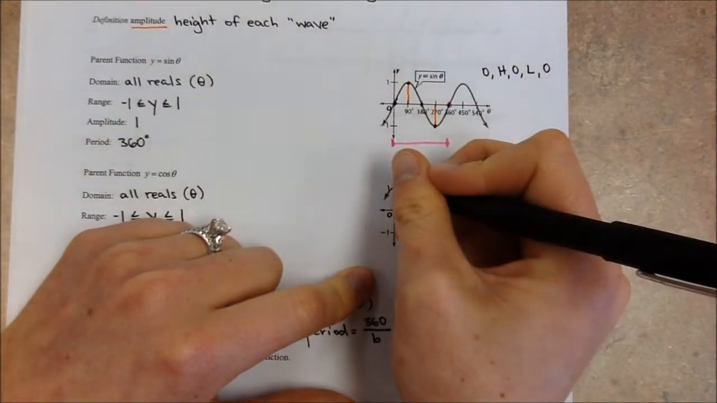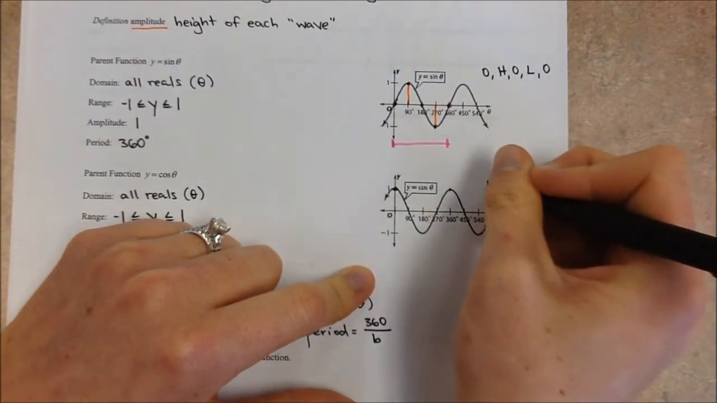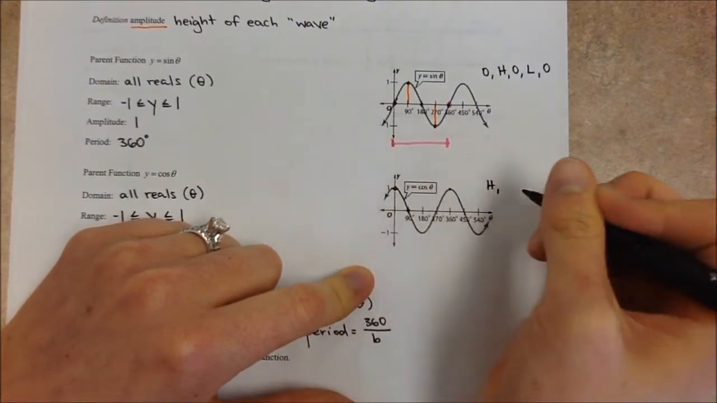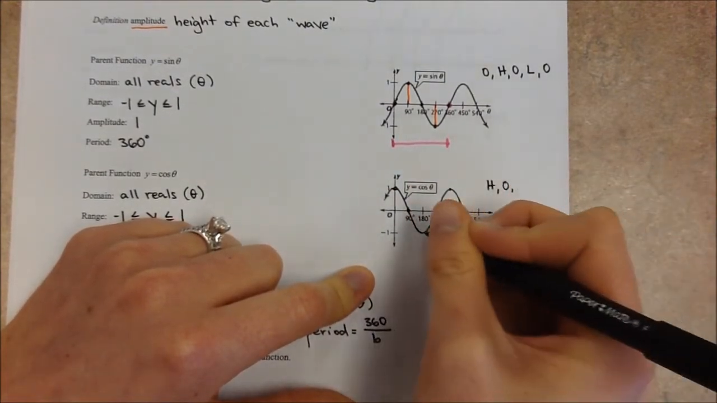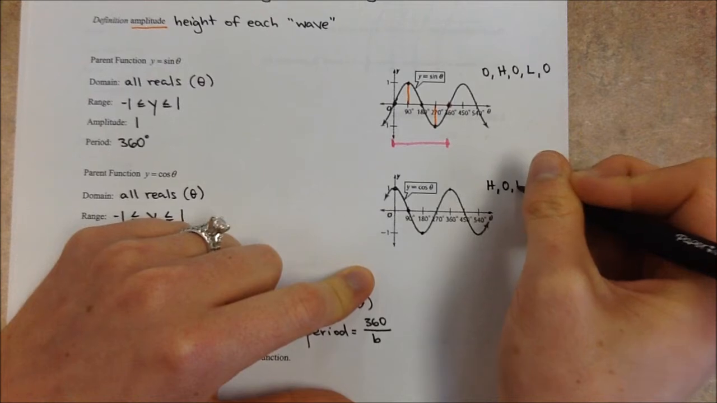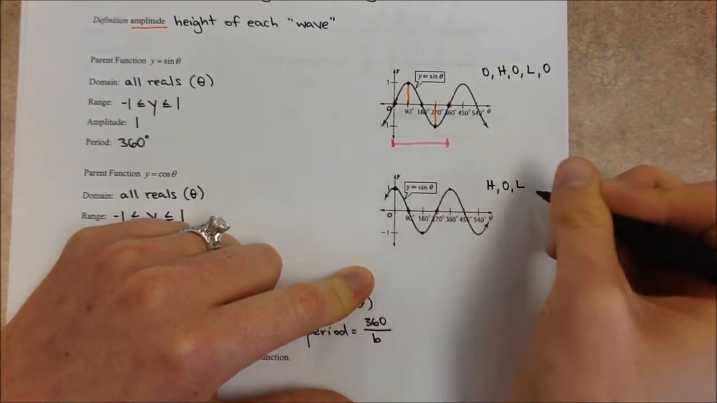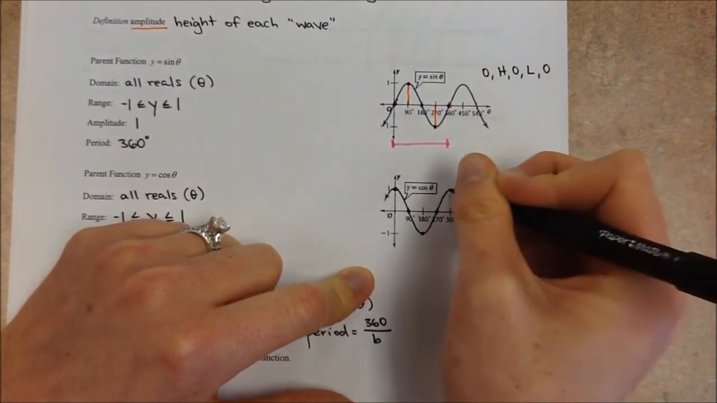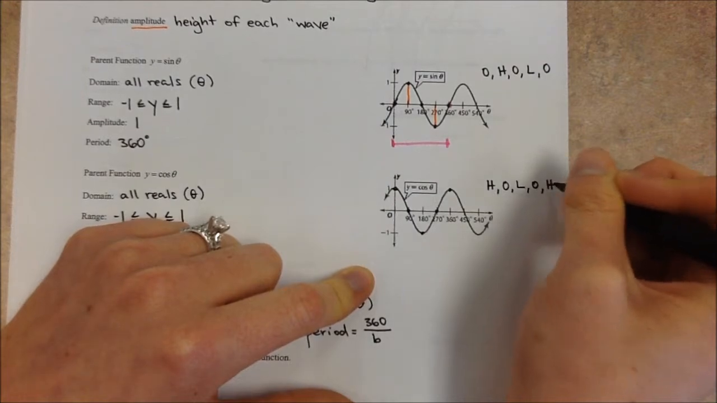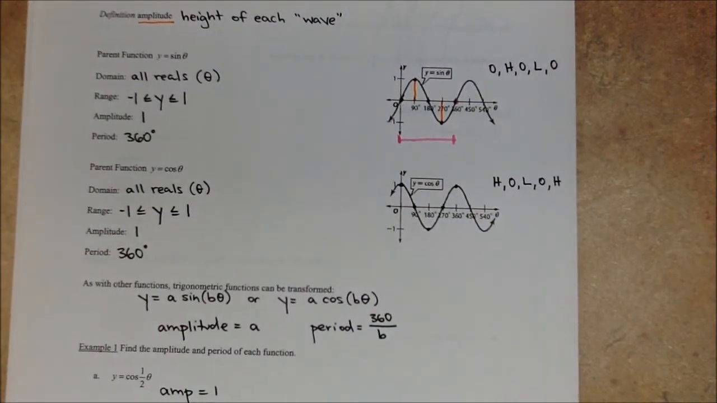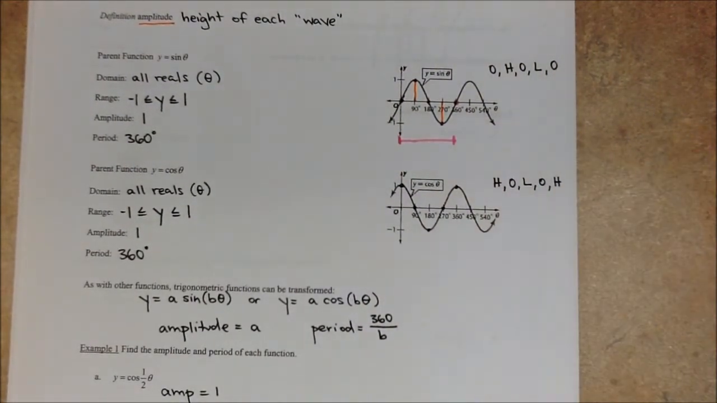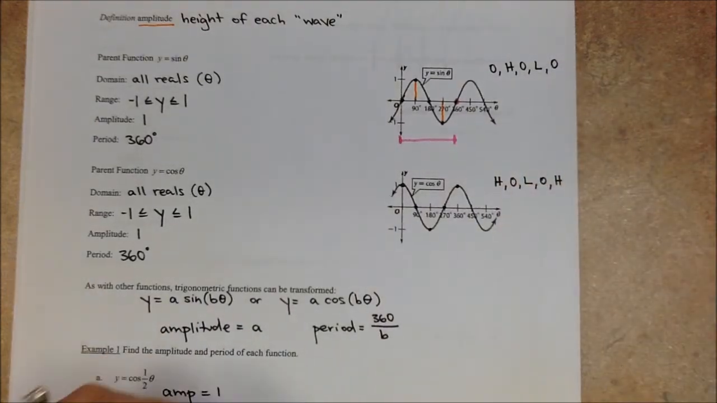Cosine graph, point 1 is actually at the high point. Then for point 2, it goes back to 0. Then it goes down to the low point, and then back to 0. And then it finishes the cycle and begins a new one back at the high point. Okay, so if you have that pattern memorized, you'll know what a sine function looks like, you'll know what a cosine function looks like. Okay? And then any transformations that happen, you're still basically going off of the same curve.